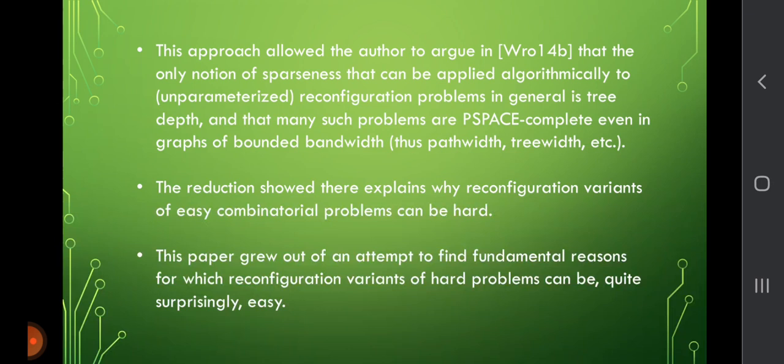This approach allowed the authors to argue that the only notion of sparseness that can be applied algorithmically to unparameterized reconfiguration problems in general is tree depth, and that many such problems are PSPACE-complete even in graphs of bounded bandwidth, path width, tree width, etc. The reduction shown there explains why reconfiguration variants of easy combinatorial problems can be hard.